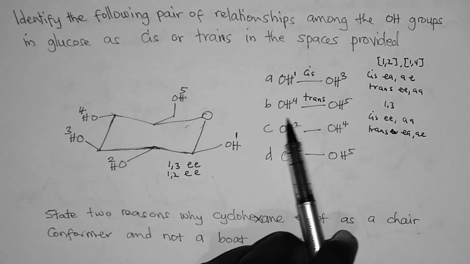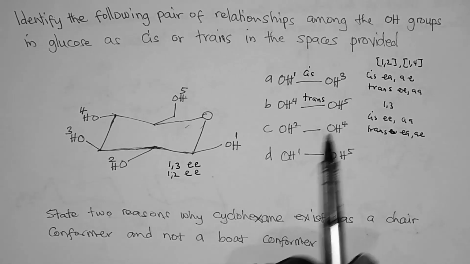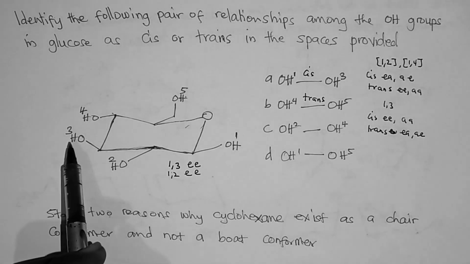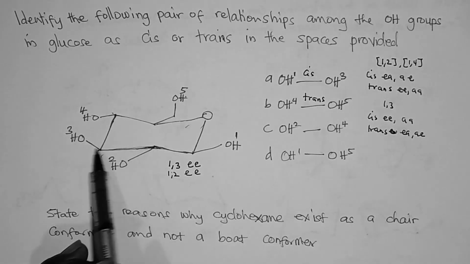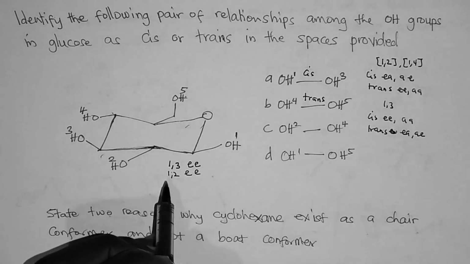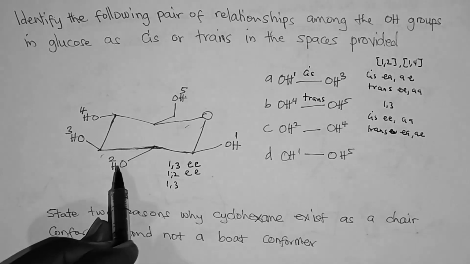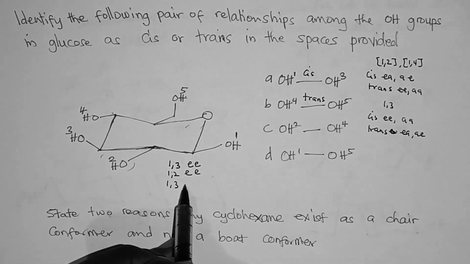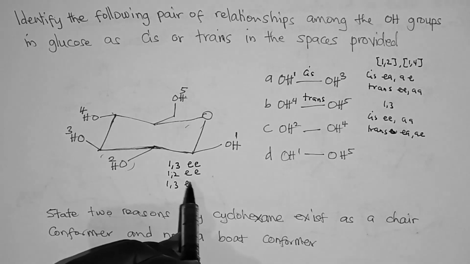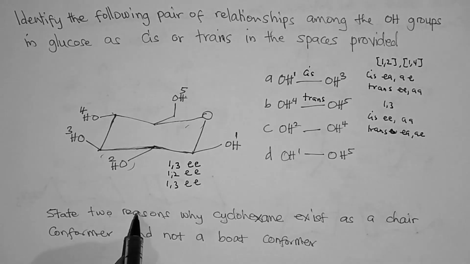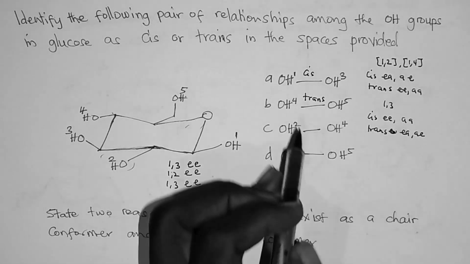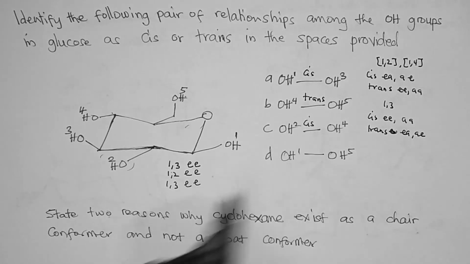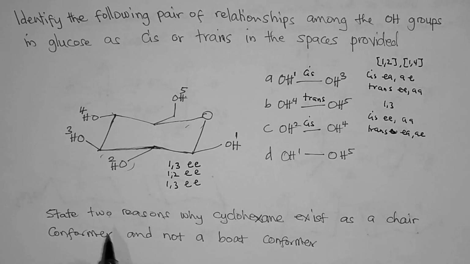Then let's come to OH2 and OH4. So OH2 and OH4. So you see that it's 1, 2, 3. It's a 1-3 relationship. So for 1-3, the 2 is in equatorial position, and then the 4 is also in an equatorial position. So 1-3 EE. 1-3 EE is a cis. So here's a cis relationship.